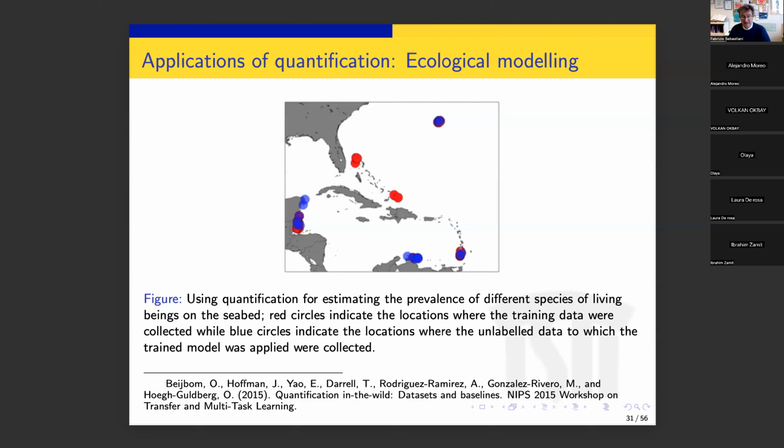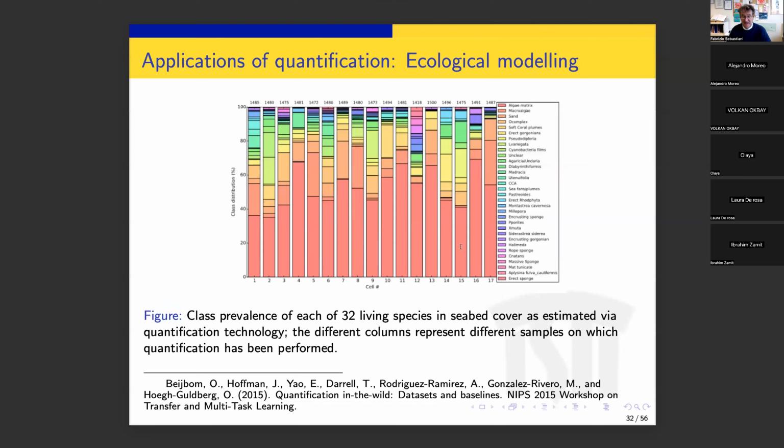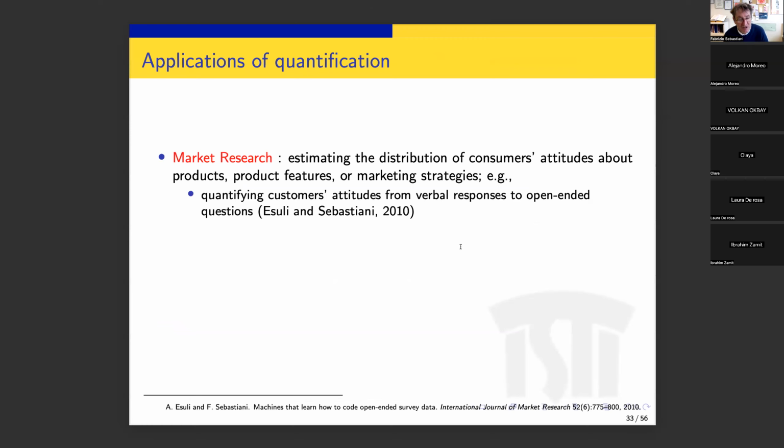So this is typically a case of prior probability shift, because in these different geographical areas, different living species existed. Here is a display of the results that this study obtains, where each column is a different sample. You might imagine it being a different image, and the different bars represent the different living species. And you can notice that there is a wide amount of variability between different samples collected in different geographical areas.